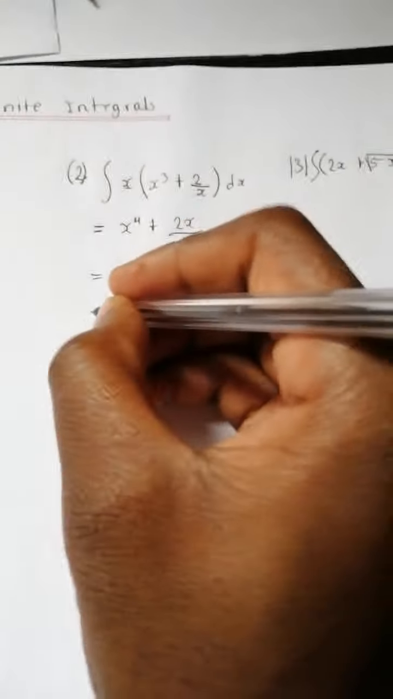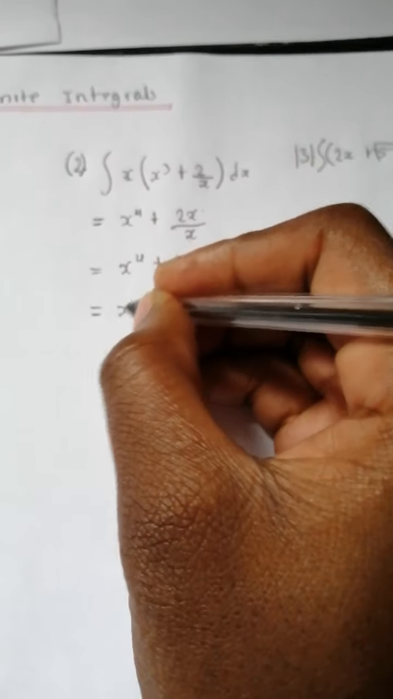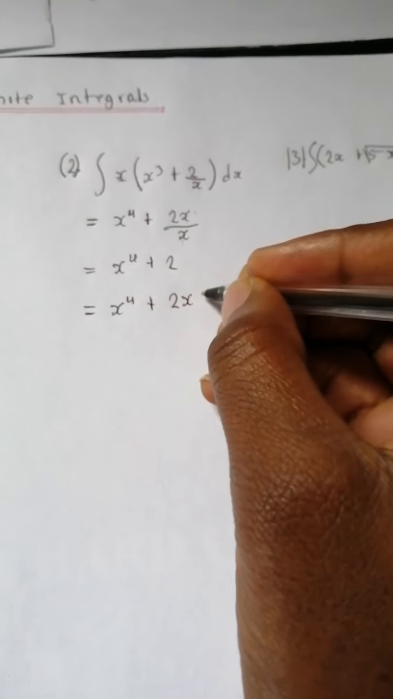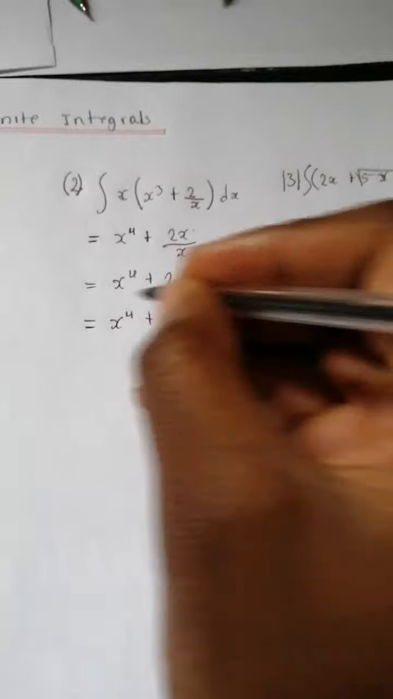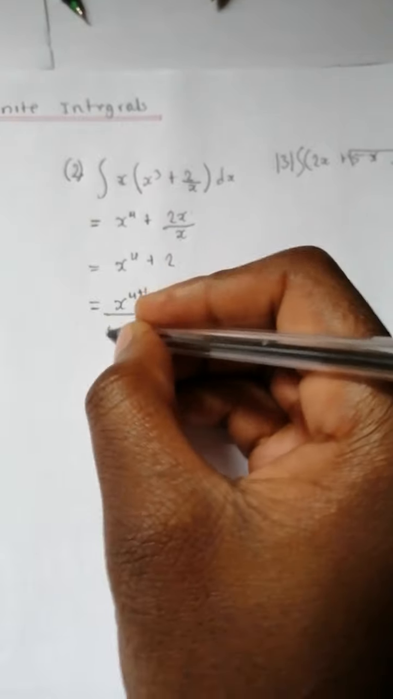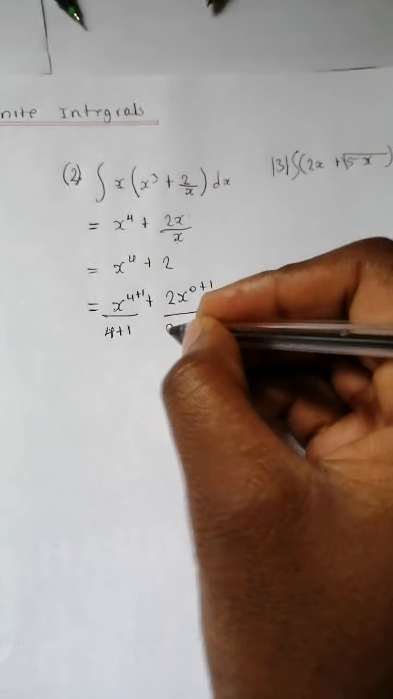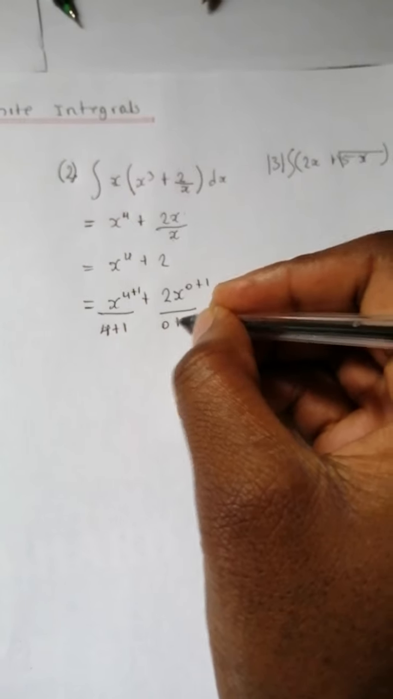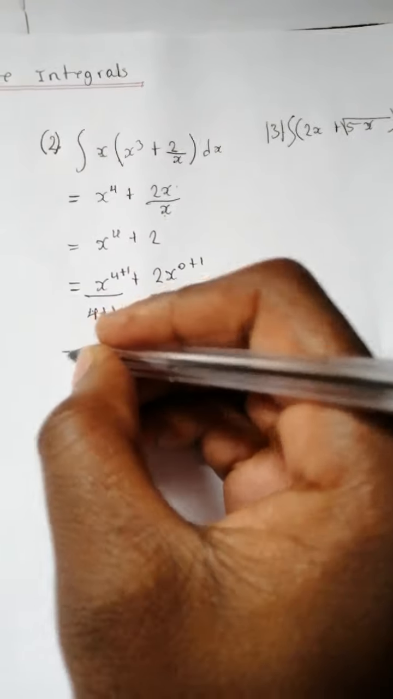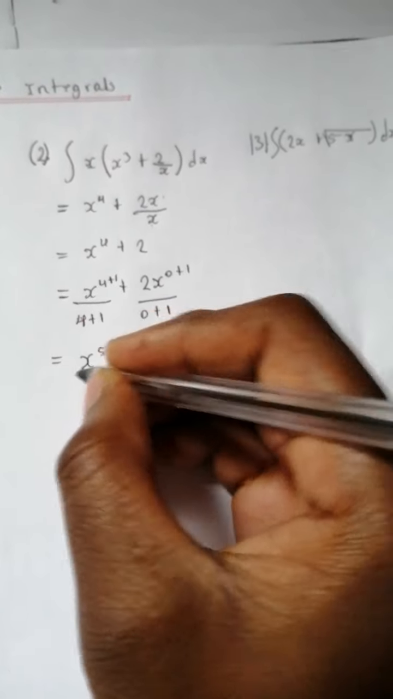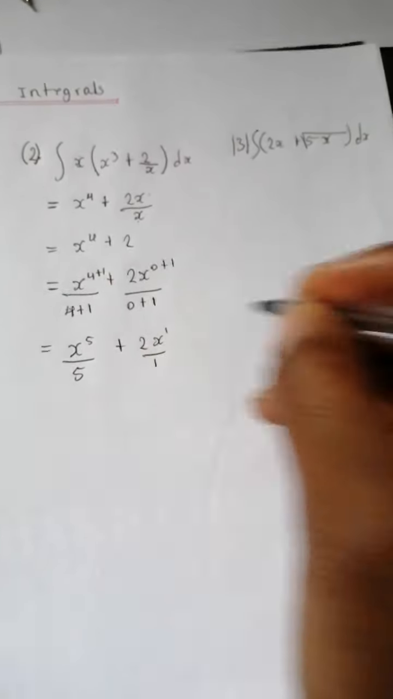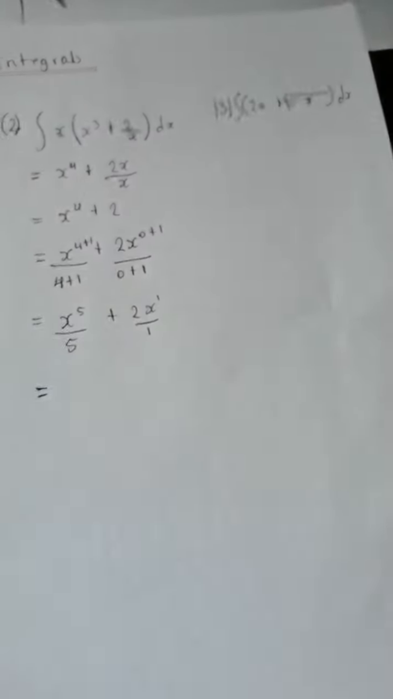At this stage now we can apply the power law. So it is going to be x to the power 4 plus 2x raised to the power 0 plus 1, and then here plus 1. Don't forget to add plus 1. Even on the bottom, I'm going to say 4 plus 1, and you're going to say 0 plus 1. So we're going to simplify it further at this stage. We're going to say x raised to the power 5 over 5 plus 2 raised to the power 1 over 1.